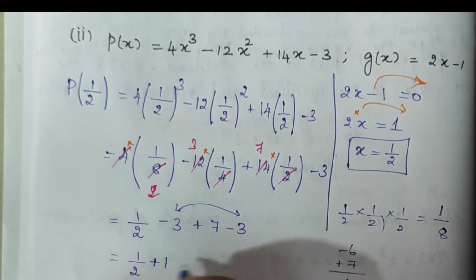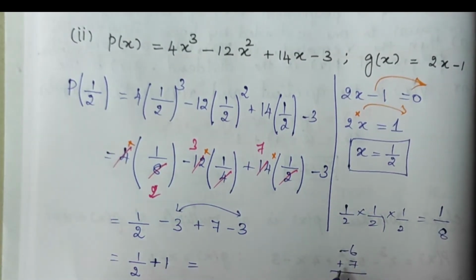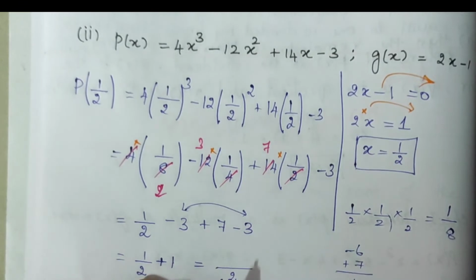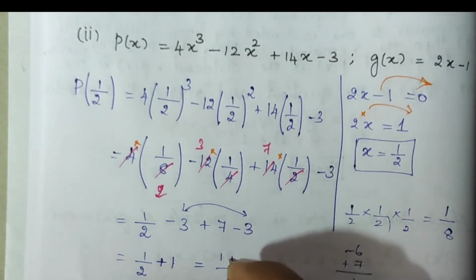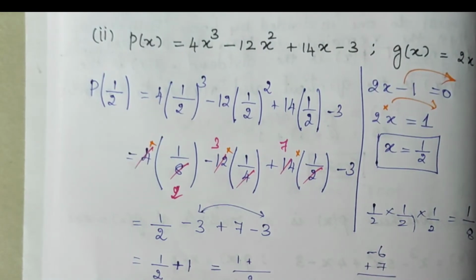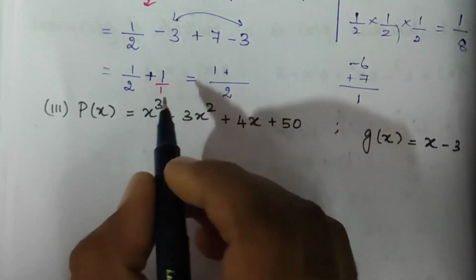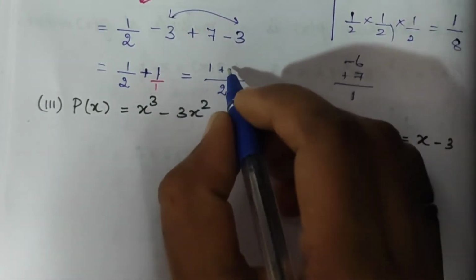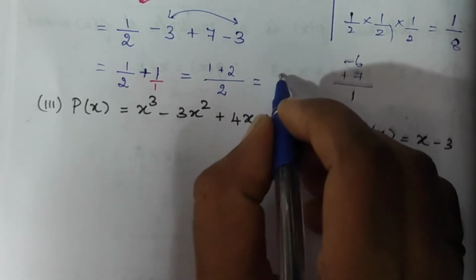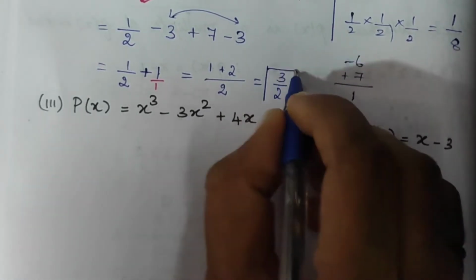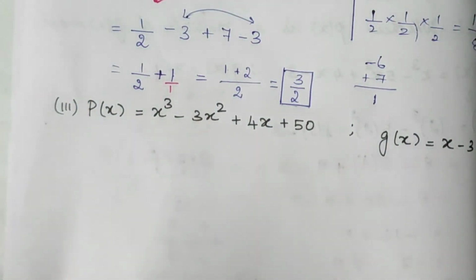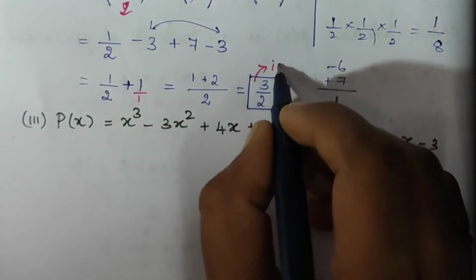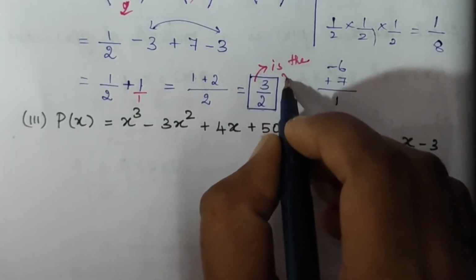Plus 1, since the greater number is 7, we get plus 1. So we have to take LCM, right? So take 2 in the denominator. 1 has no denominator, so 1 into 2 is 2, and the total is 3 by 2. Therefore 3 by 2 is the remainder.